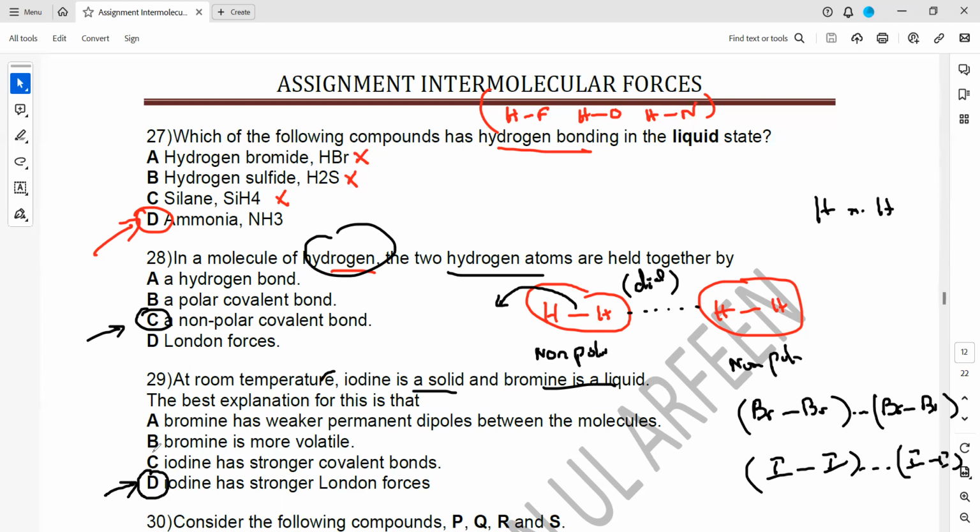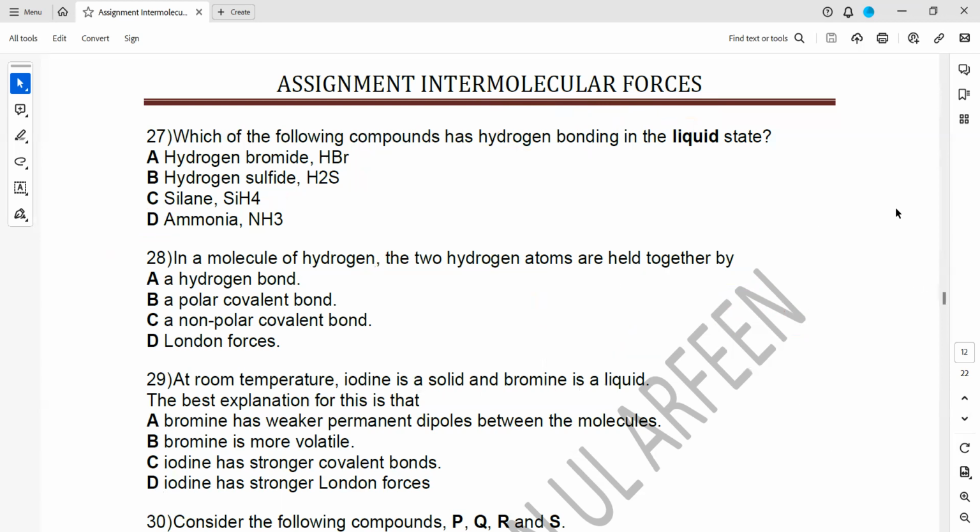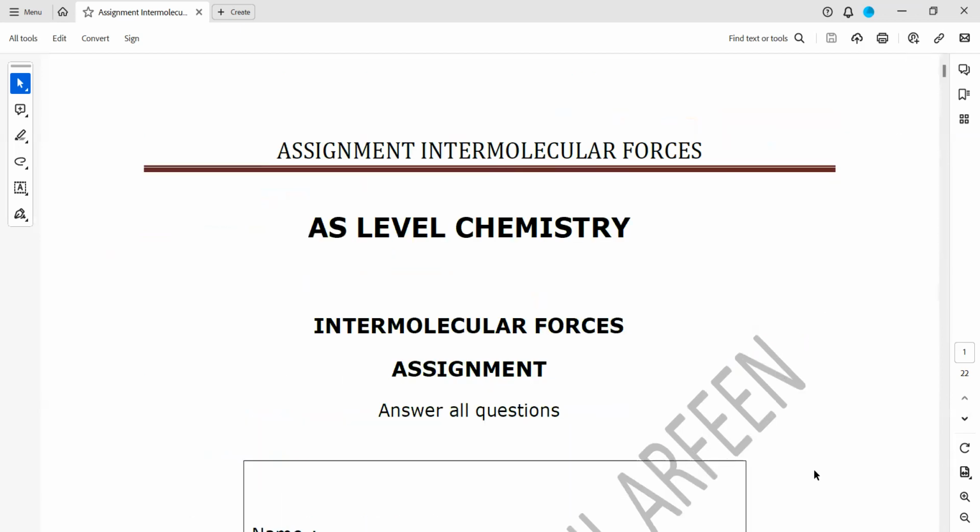And the main reason is because it's a non-polar covalent compound, and non-polar covalent compounds have an intermolecular force which is known as the London dispersion force or the dipole induced dipole force. So this was an assignment related to intermolecular forces.